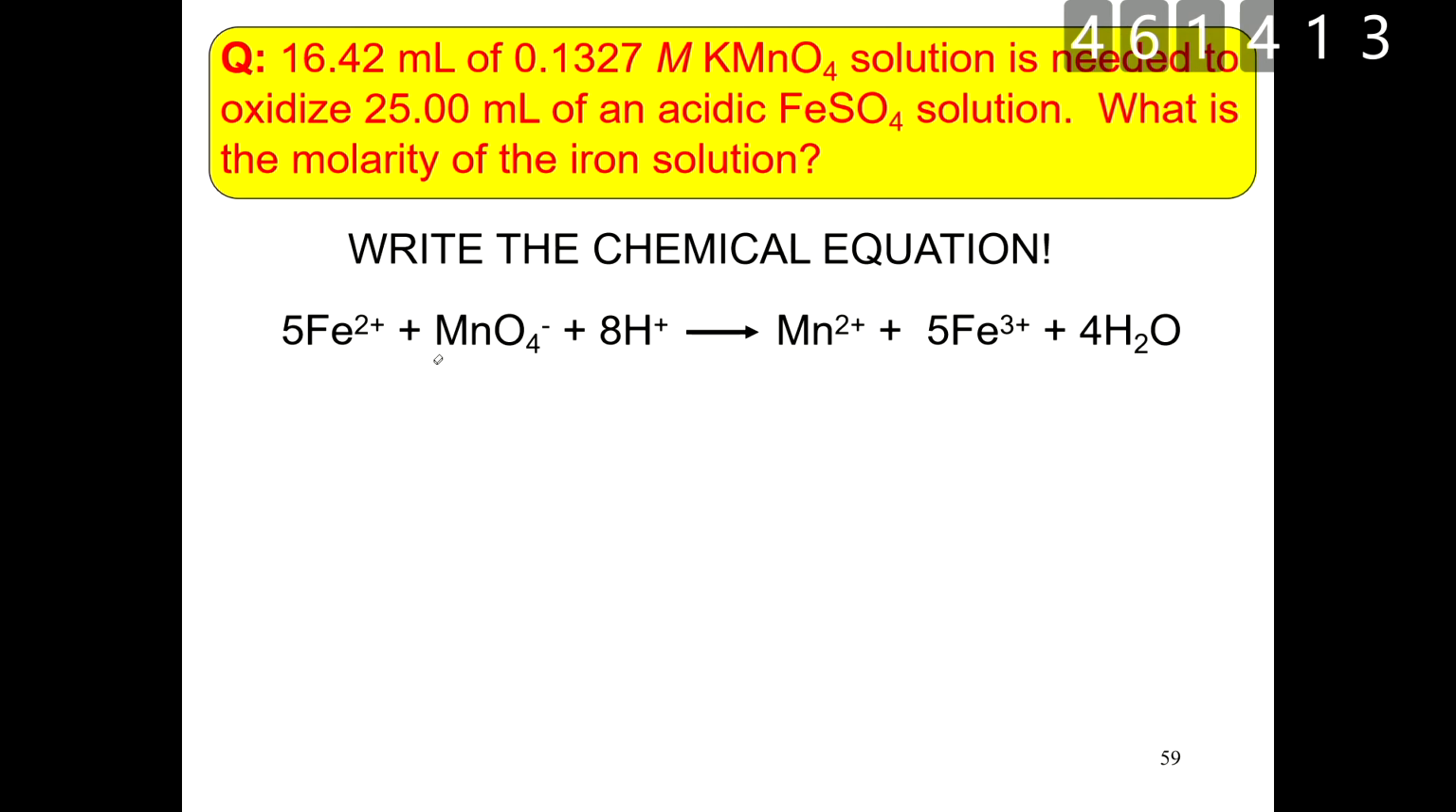So in this case, we know the volume concentration of this one, and we know the volume of this one. We need to calculate the concentration of this one. How to do? So here is 5, 1.